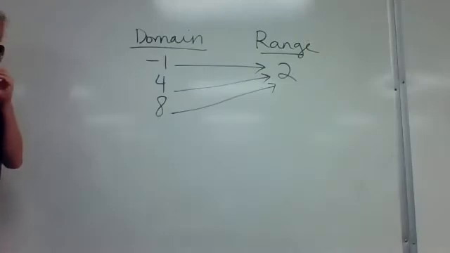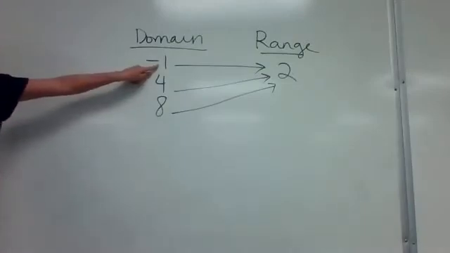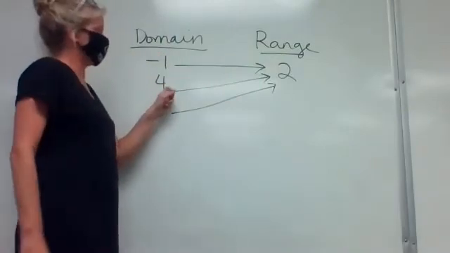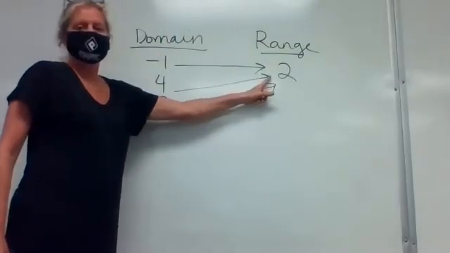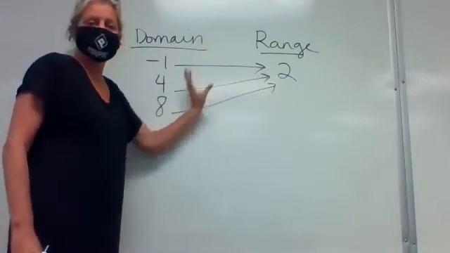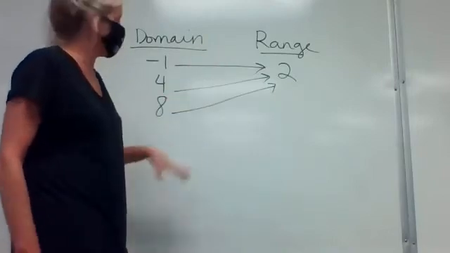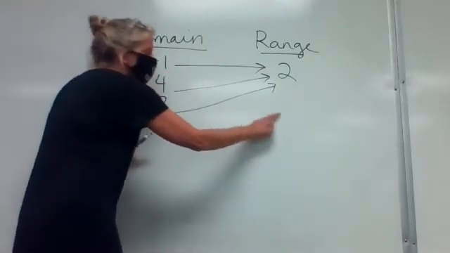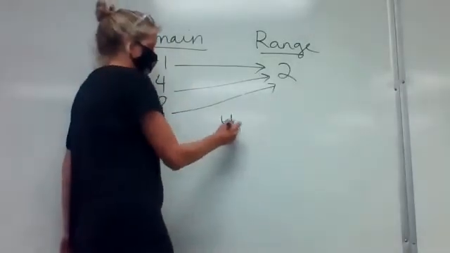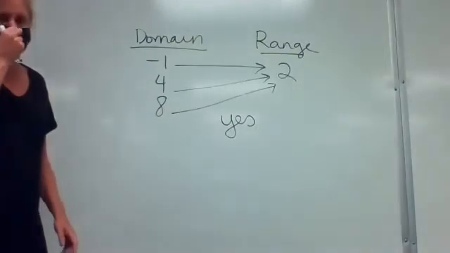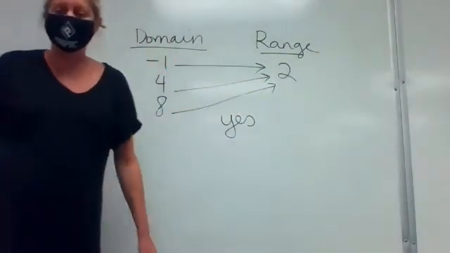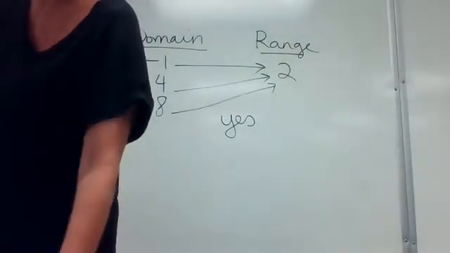But how many numbers does -1 go to? Just 1. How many numbers does 4 go to? Just 1. 8 only goes to 1. There is not any number in the domain that goes to multiple numbers in the range. So yes, this one is also a function because each element in the domain only corresponds to one number in the range.